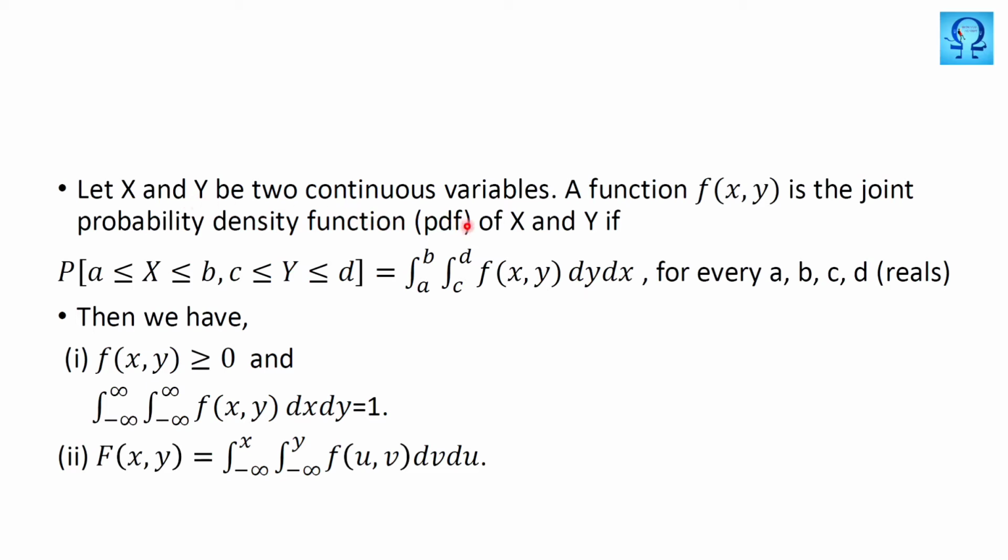Here we have two continuous random variables. This function is known as the joint density function if these conditions are satisfied. That is, the probability that x is lying between a and b and y is lying between c and d is simply the integral a to b, integral c to d of f(x,y). If the inner integral is with respect to y, then that limit should be inside. This can also be written as the integral c to d, integral a to b of f(x,y), where the inner one is with respect to x and the outer one is with respect to y.